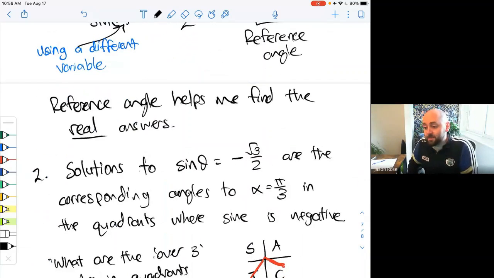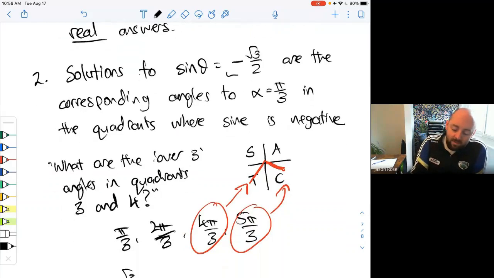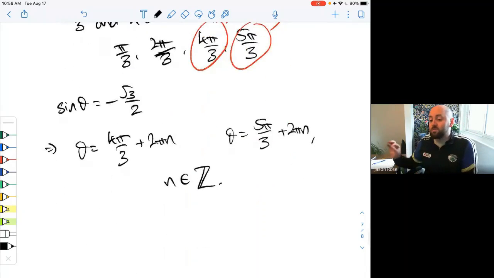That pi over 3 helps me get to the answers because the question I'm solving is one where sine is negative. Sine is negative in this quadrant and in this quadrant here. What are the over 3 angles in those quadrants? 4 pi over 3 and 5 pi over 3. So those are my answers, plus 2 pi n. Each of them are plus 2 pi n.